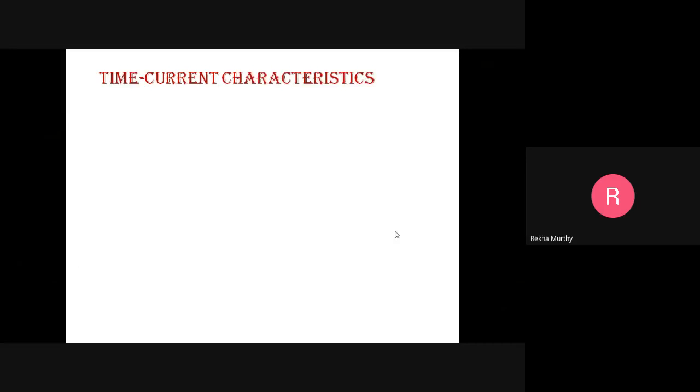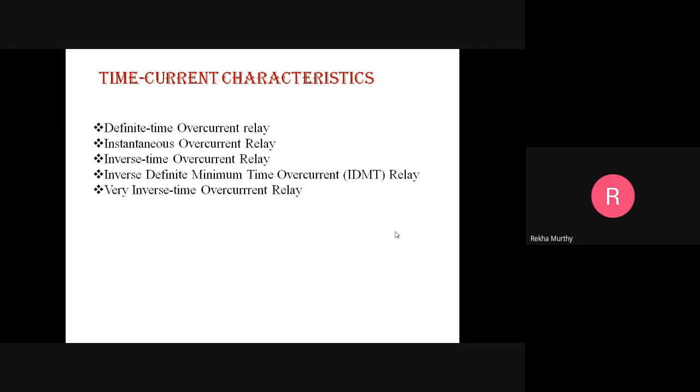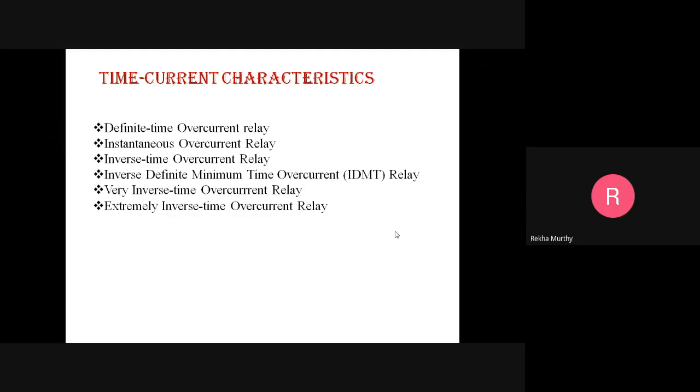Now let us move on with the time current characteristics. Depending upon the time of operation, overcurrent relays are classified into various groups. What are those? The first one is the definite time overcurrent relay, then the instantaneous overcurrent relay, inverse time overcurrent relay, inverse definite minimum time overcurrent relay, very inverse time overcurrent relay, and extremely inverse time overcurrent relay.